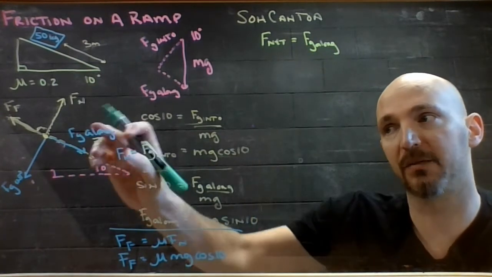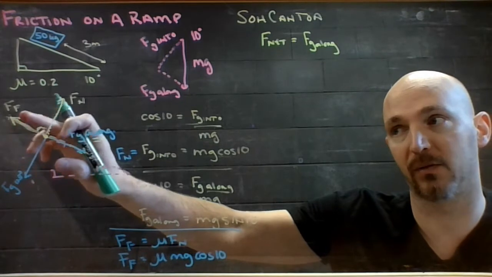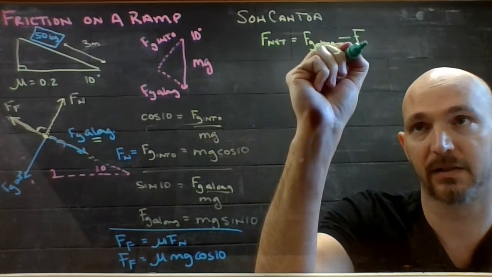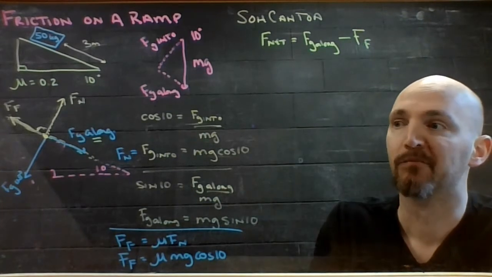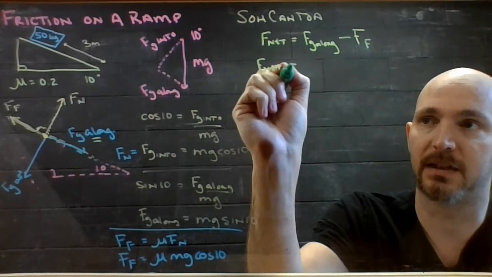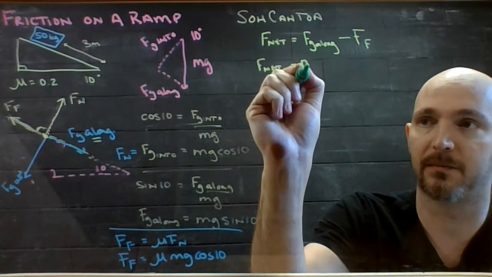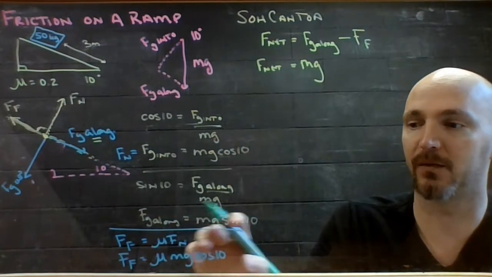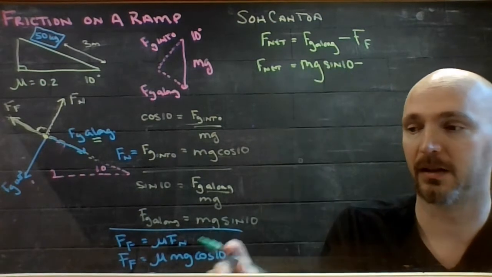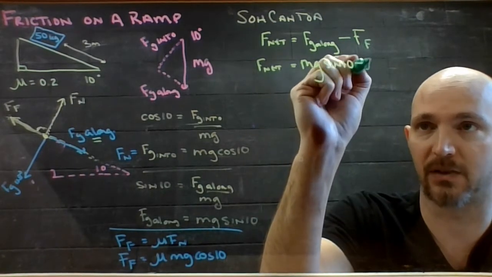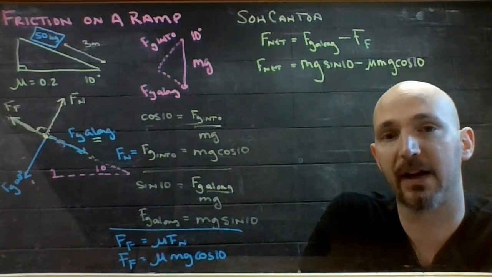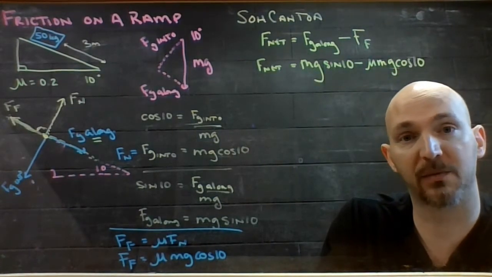And in order for it to move, it's going to have to balance or beat this force of friction. So it's being fought by friction. So if I pop my numbers in there, F net equals mg sine 10, the along force, minus my force of friction, which is mu mg cos 10. If I can pop my masses in there, then I should be able to calculate this.